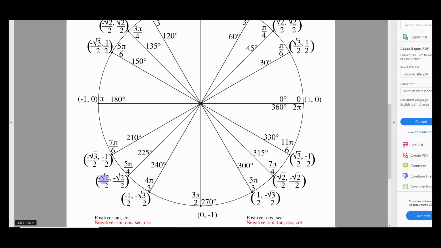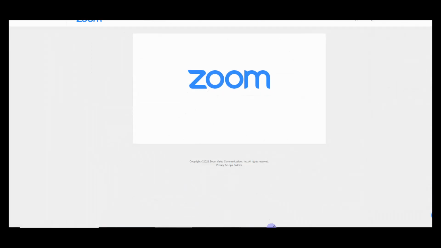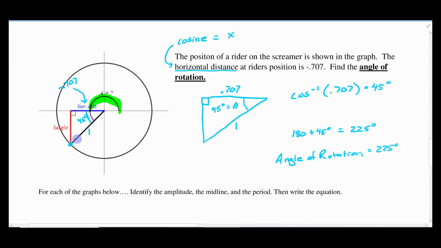If we had used the unit circle to begin with, we would have just looked for that horizontal distance they gave us somewhere in the unit circle and then traced it back to its corresponding angle. Also notice that there's another negative root 2 over 2 up here that gets us a different angle of rotation. But we know from our diagram that the position of the rider is down here, not up here. So don't get confused on that part.